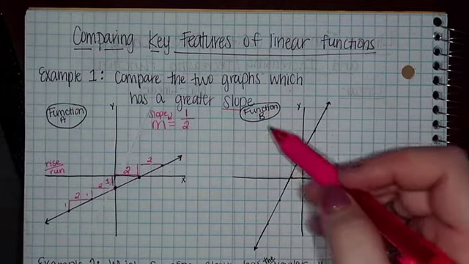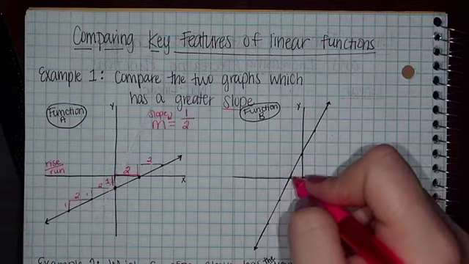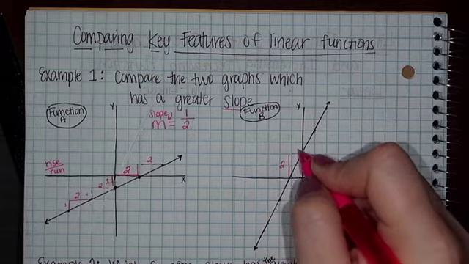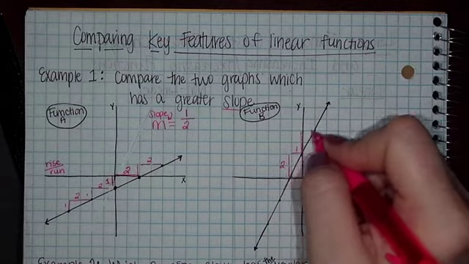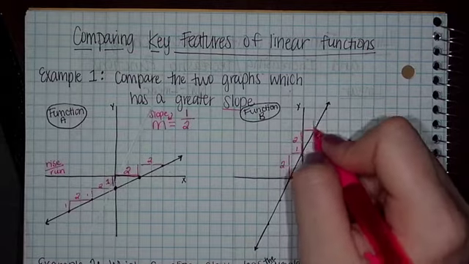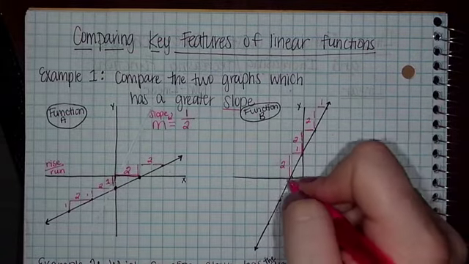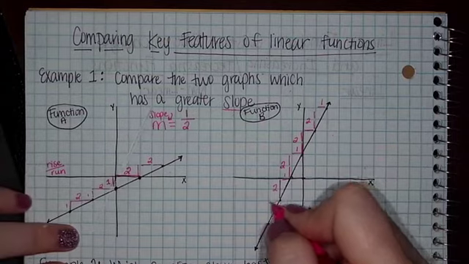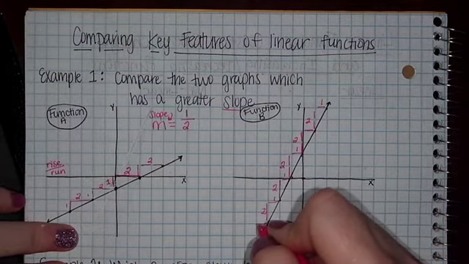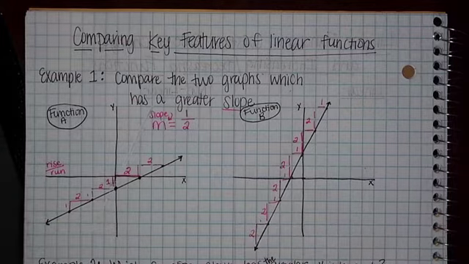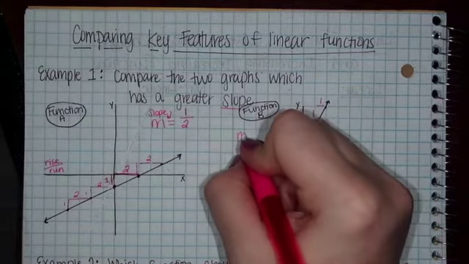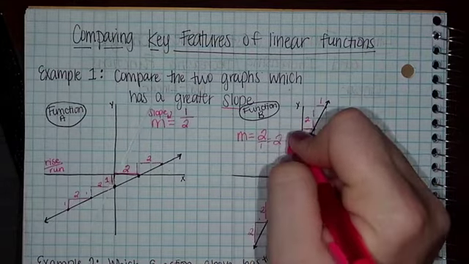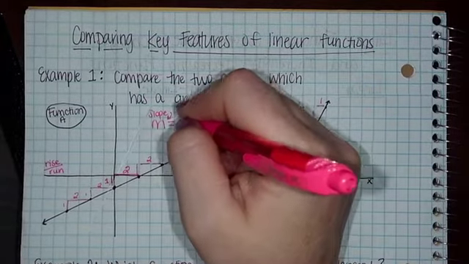All right, and then function B. Let's look at this one. So we have this point right here, this point right here. So it's 2 over 1, 2 over 1, and again 2 over 1. I could also go back and down. Yeah, that's right, 2 over 1. So this one has a slope of 2 over 1, which is also just 2. So this one has a slope of 2. This one has a slope of 1/2.